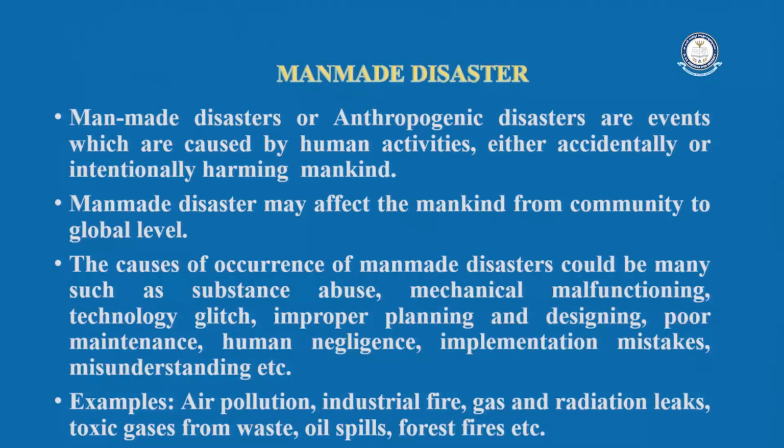Okay. So, the next category is the man-made disaster. Try to explore the meaning by looking at the word itself. When I am saying natural disaster, it is a natural event. A man-made disaster is a disaster which is due to anthropogenic or man-made activities. It can also be termed anthropogenic disasters, or events caused by human activities, either accidentally or intentionally harming mankind. So, man-made disasters also may affect mankind from the community to the global level.